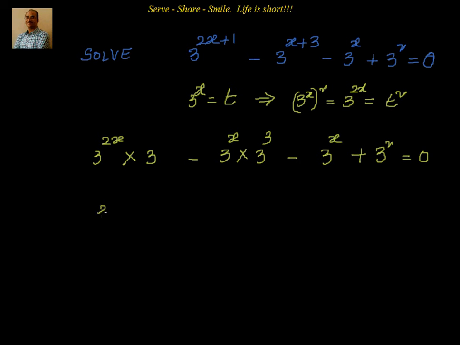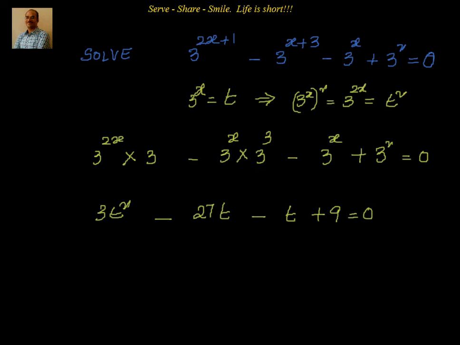So our next step: 3 power 2x is t square. So can I say 3 into t square, 3t square, minus 3 cube is 27, 3 power x is t, so 27t, minus 1 more 3 power x, that means minus t, plus 3 square, which is equal to 9. Now this is a quadratic equation, you can see. So it all depends upon how you convert the variable into another variable.